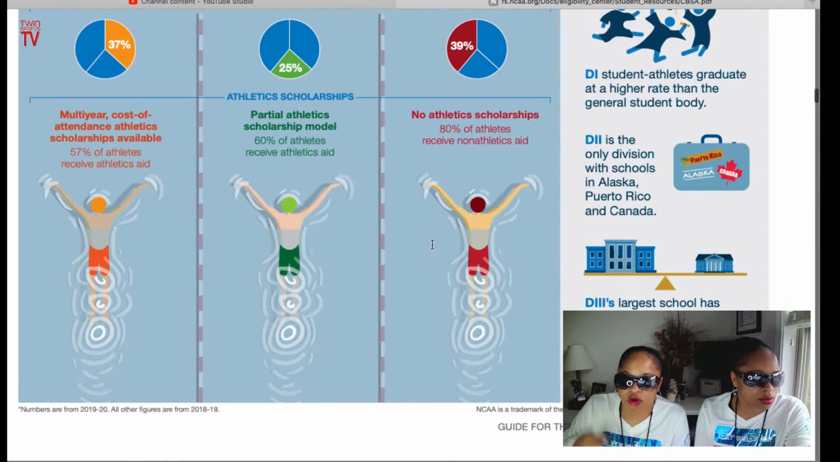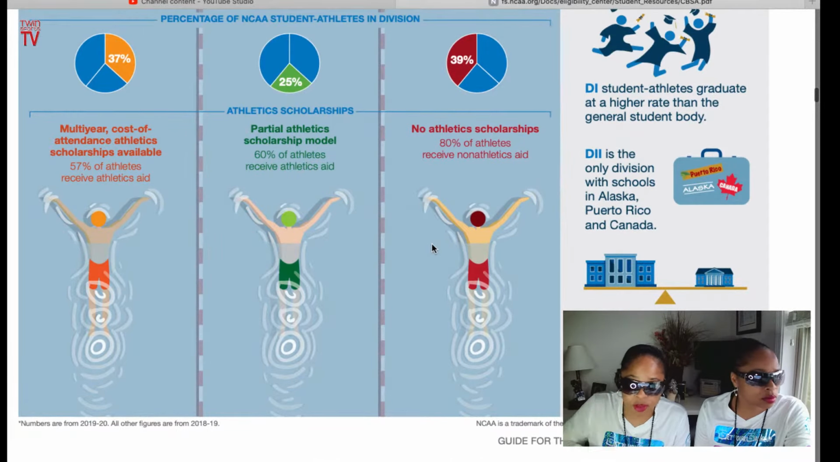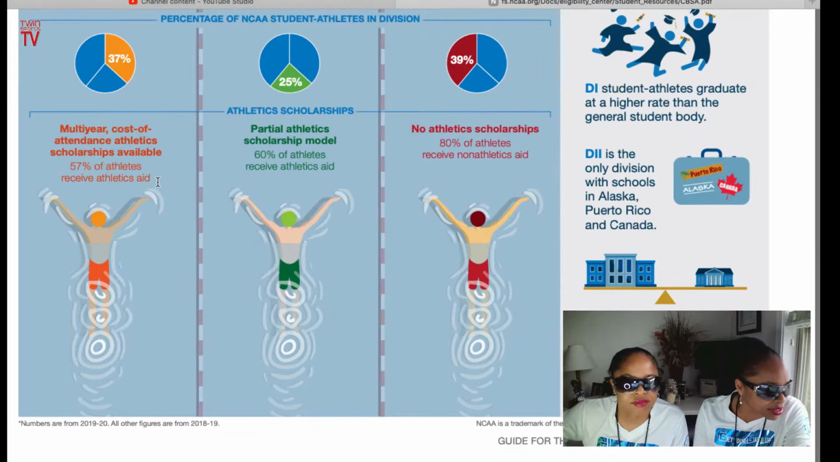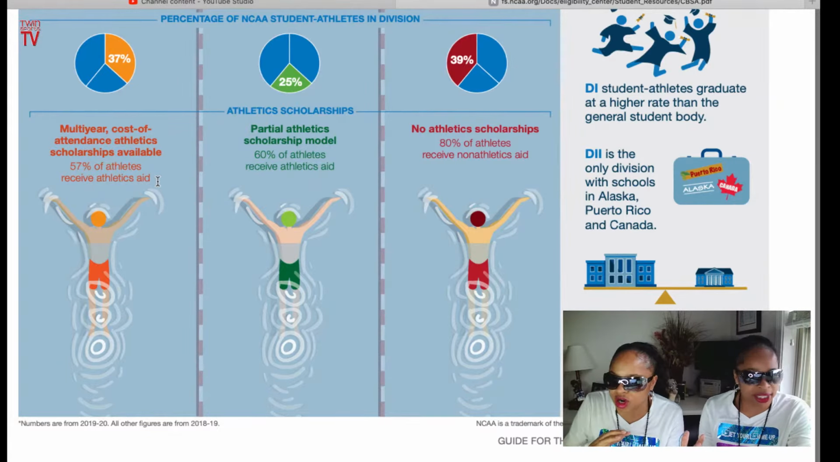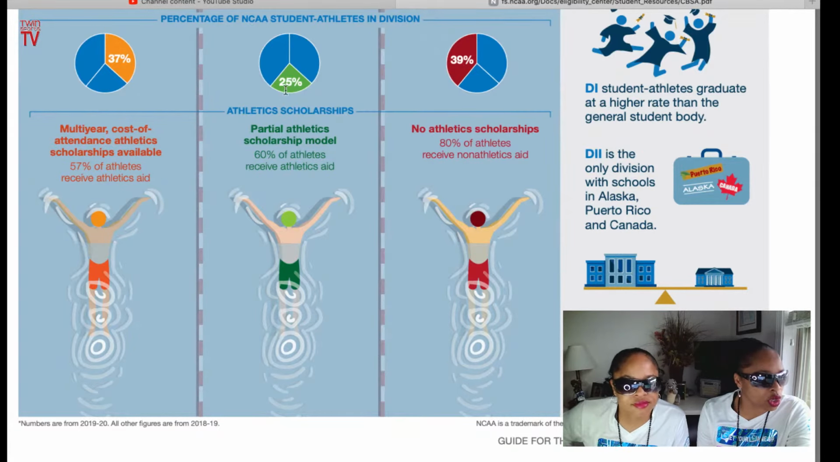This part right here is really important, so make sure you pay attention. We're talking about athletics scholarships. Multi-year cost of attendance athletic scholarships are available, and 57% of athletes received athletics aid. That could be scholarship, financial aid, grants, or any combination of stuff. Most of the time, it's a free ride. And that's for your Division 1. Now we're talking about Division 2.